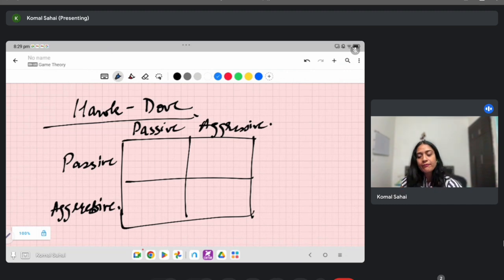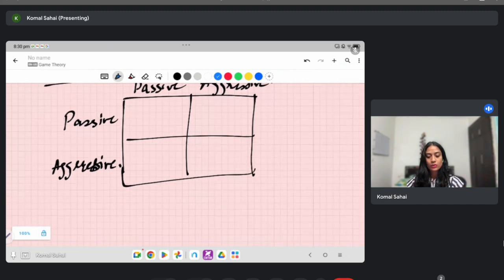Whenever the other player is passive, you want to be aggressive. But if the other player is aggressive, then you are better off being passive. Both aggressive is the worst outcome because they are both going to fight and it's going to harm everyone. So both of them aggressive is the least desired. Let's put a 0,0 over here.